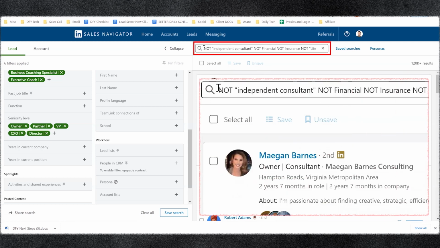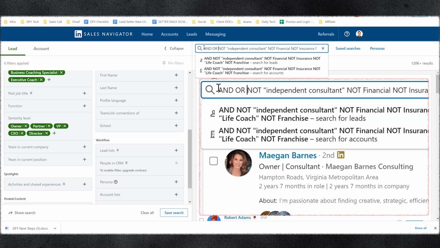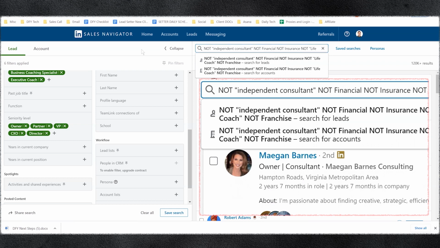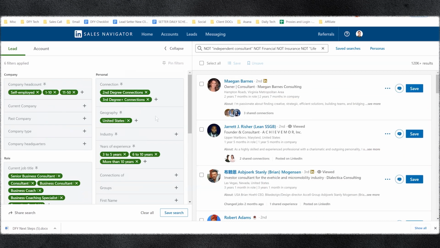And by the way, with Boolean search, you can use AND, OR. Make sure you cap it. I don't use those in this particular type of search because I already pulled who I want here. I don't need to do that. And the one last thing I want to show you is geography, because remember, we can only pull 2,500 people.